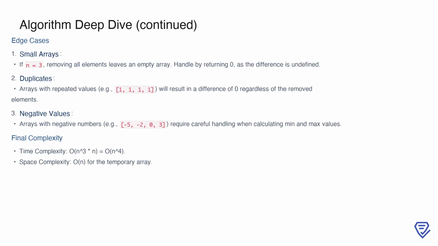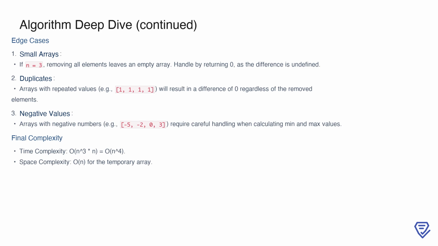When considering edge cases, it's crucial to handle scenarios that could break the algorithm. For instance, if the array size is exactly 3, removing all elements results in an empty array. Here, we can return 0, as the difference is undefined. Arrays with duplicate values, such as 1, 1, 1, 1, simplify the problem because the difference will always be 0, regardless of which elements are removed.